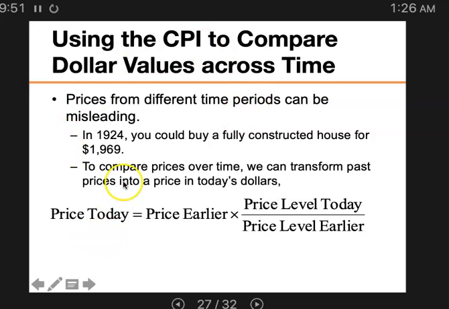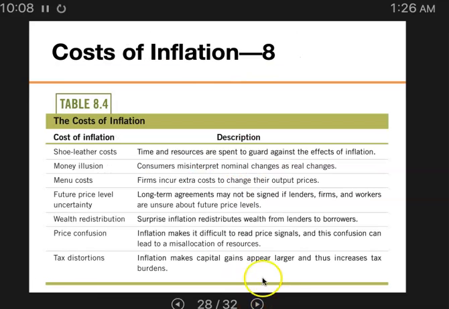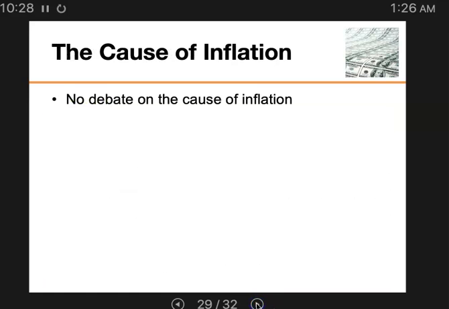If we want to convert the price to today's price, we need to use the earlier price multiplied by the relative price between the two years. So we can do more of this exercise together. We have the summary here for those seven costs of inflation, and I hope you will come back to this table 8.4 and spend a little time trying to understand them all. Now, the last part, what causes inflation then?